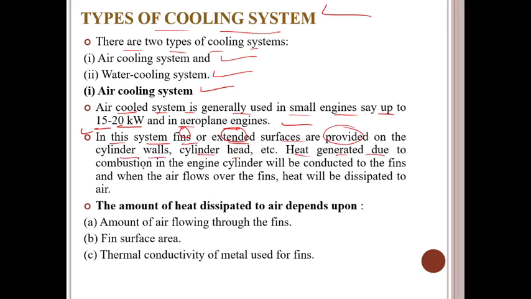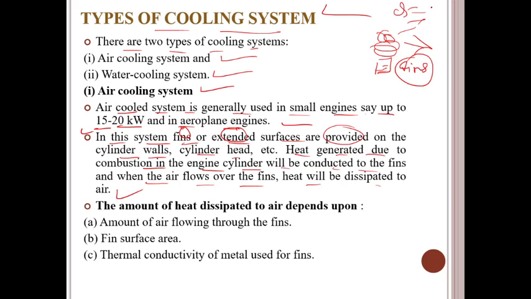Heat generated due to combustion in the engine cylinder is conducted to the fins, and when air flows over the fins, the heat is dissipated to the air. We observe this is our cylinder, and over the cylinder the fins are like that. From the fins, the heat is transferred into the surroundings. The amount of heat dissipated to the air depends upon the amount of air flowing through the fins, the fin surface area, and the thermal conductivity of the metal used for the fins.